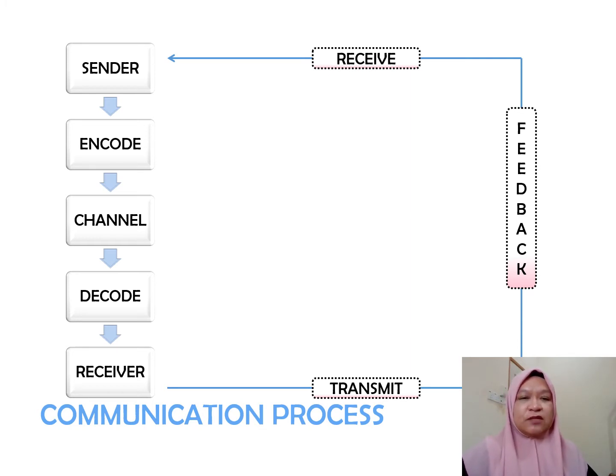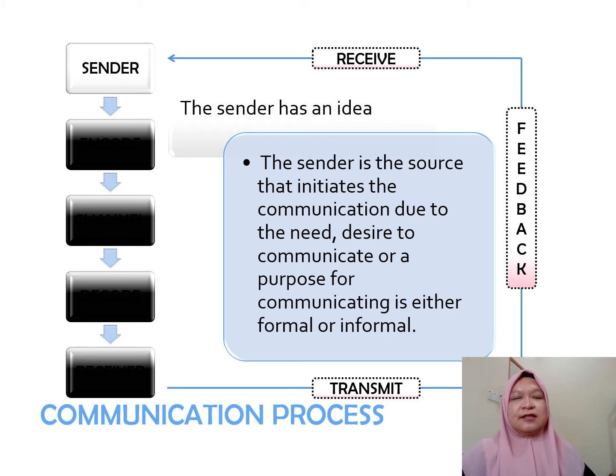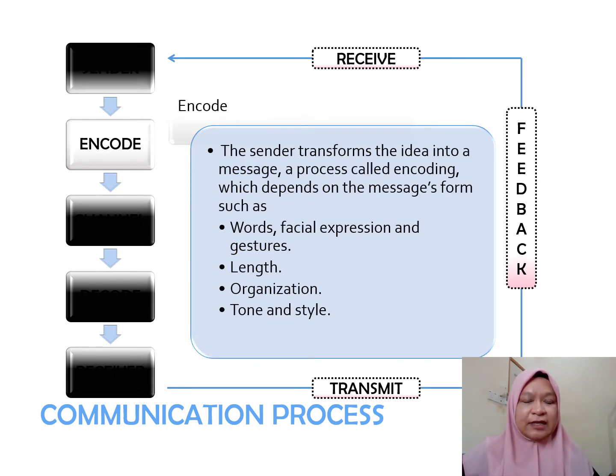First we start with the sender. The sender is the person who initiates the communication process, the person who sends the message. This sender has an idea, the source that initiates the communication, due to the need, desire to communicate or purpose. The sender has the purpose that he wants to send the message, to share the message, whether it's formal or informal. Then after that, the sender will encode.